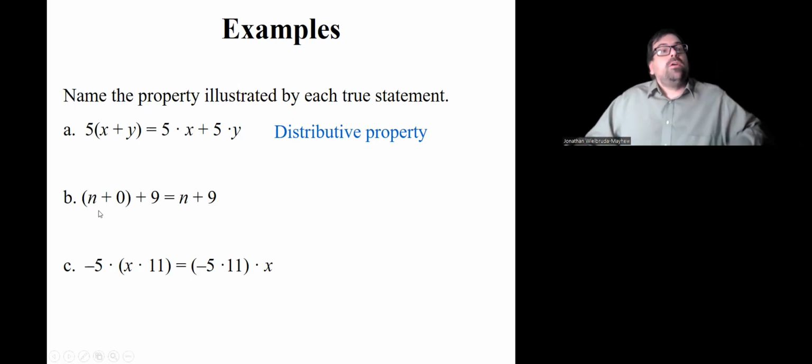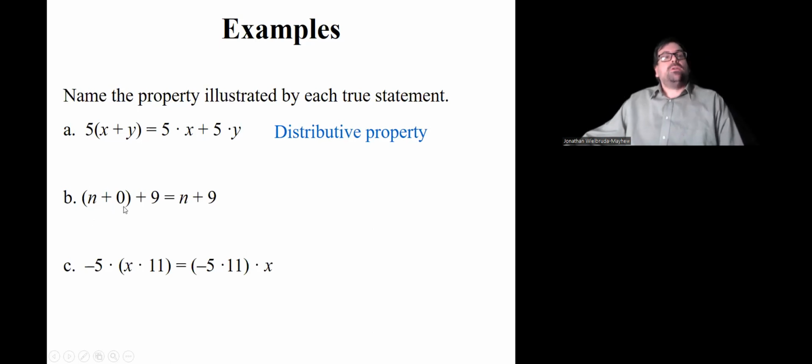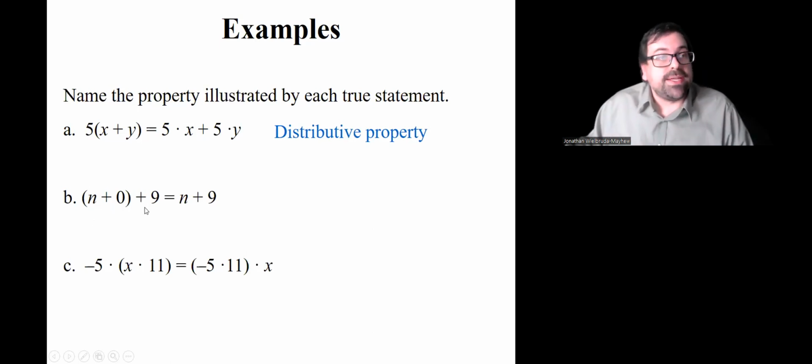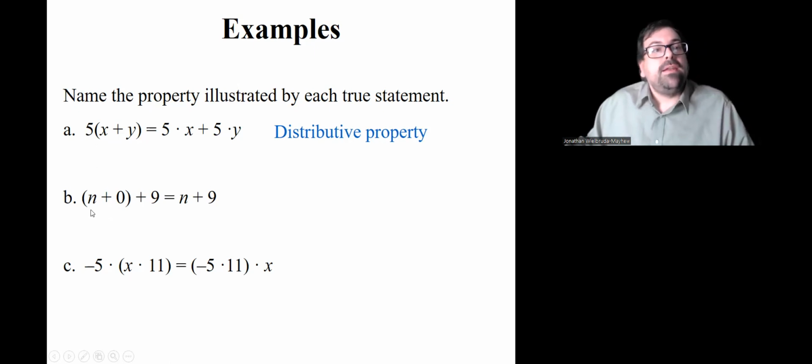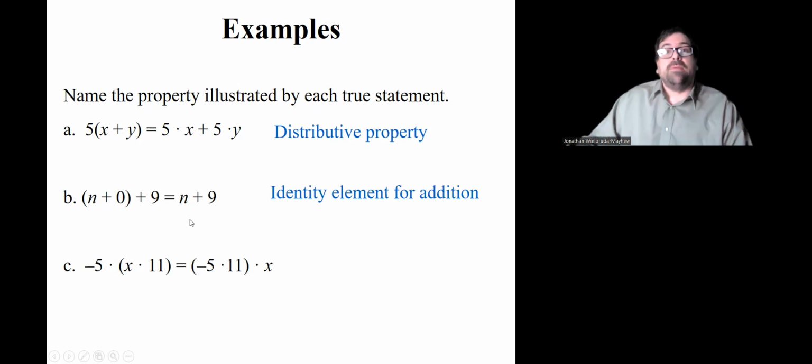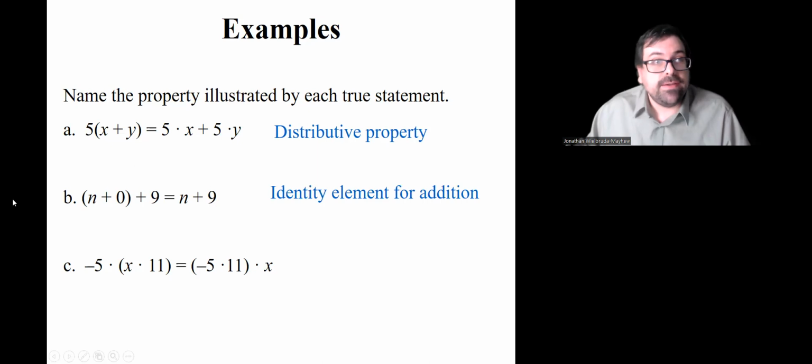In B, we have n plus 0 in parentheses plus 9, and we're saying that this is equal to n plus 9. No, this isn't the associative property just because we have parentheses around two things. But instead, the change is that we have n plus 0 equaling n. And that is an example of the identity element for addition, that we can add 0 to anything without changing it.